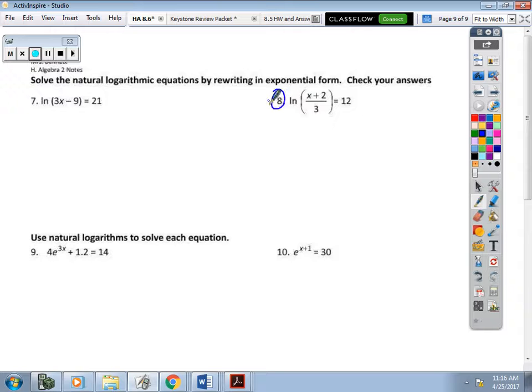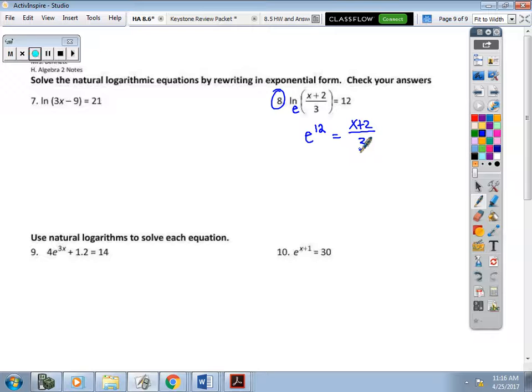So again, we are going to rewrite in exponential form, so we have to add the base e in. Remember, when these start getting mixed up, if it's a log with nothing, it's base 10. If it's a natural log, it's base e. So this will be e to the 12th equals x plus 2 divided by 3.